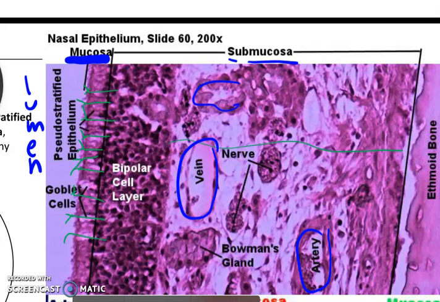Some drawings I saw online actually put the bone and the cartilage in the trachea as part of the submucosa. I don't have an opinion on that one way or another. I was taught the submucosa is just the connective tissue underneath. So let's draw this.